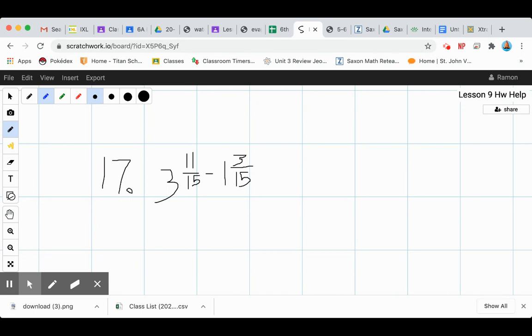For 17, we're going to subtract the whole numbers, subtract the fraction parts of it, and just make sure that you simplify if you can. Remember that when you're subtracting fractions, the denominator is going to stay the same, and the only thing that's going to be different is the numerator.